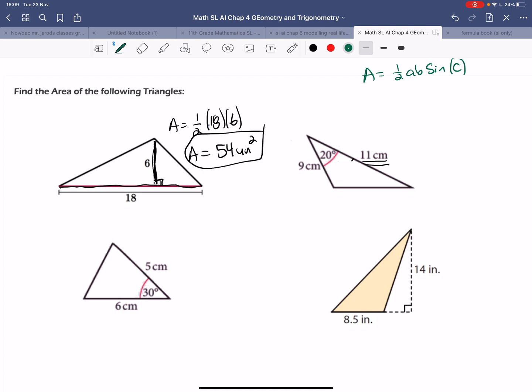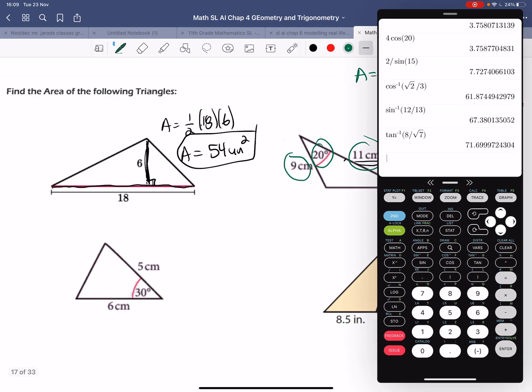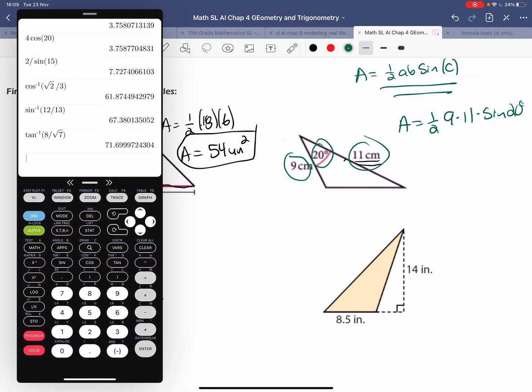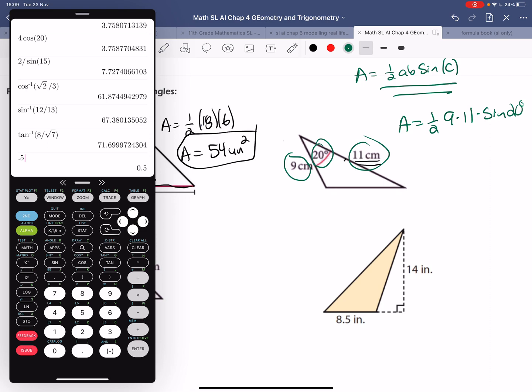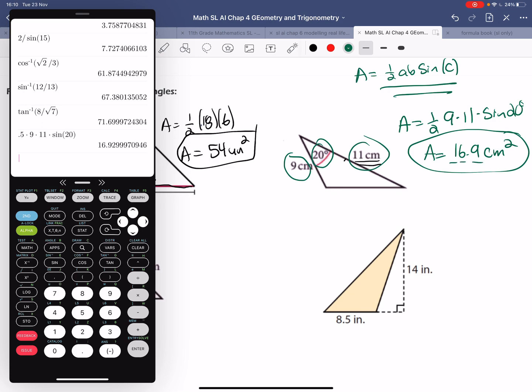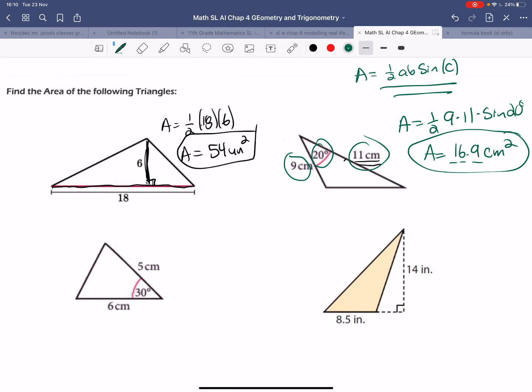it has to be side, angle, side. So that works. We do have side, angle, side. So we can just plug it into this formula. Area equals 1/2 times 9 times 11 times the sine of 20 degrees, and let our calculator do all the work. So 0.5 times 9 times 11 times the sine of 20 is 16.929. So the area of this is 16.9 centimeters squared. Notice how I'm always doing it in 3 significant figures unless the question asks differently.